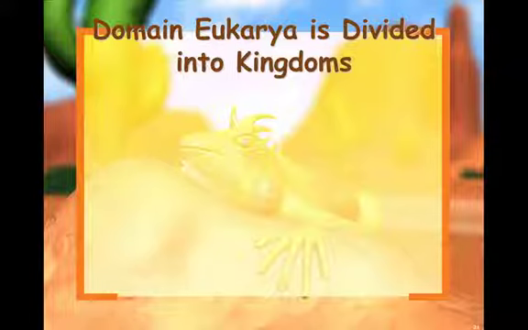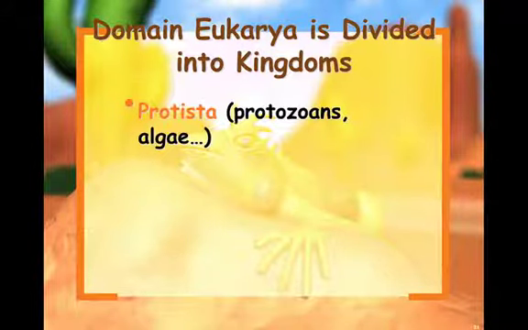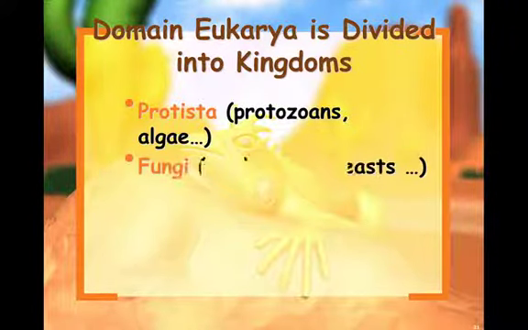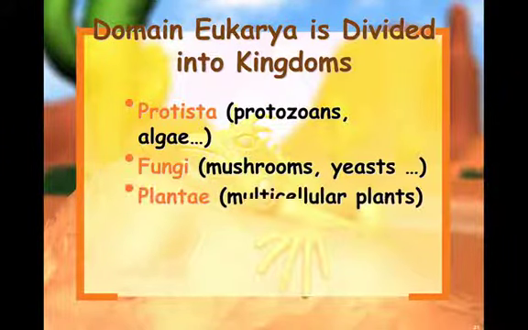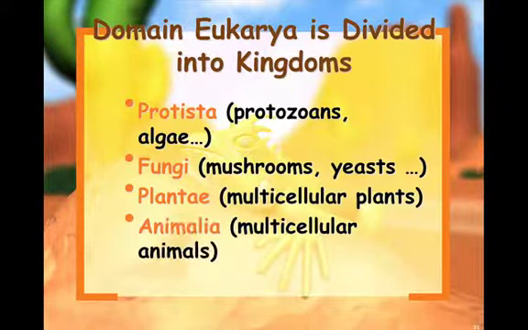The most common one is the domain Eukarya, which is divided into then specific kingdoms. The kingdoms are Protista, which include the protozoans and the algae, fungi, which include mushrooms and yeasts, plant, which are multicellular plants. The unicellular are going to be your algae, and finally Animalia, which are your multicellular animals. Once again, I'm just going to briefly go through each kingdom.